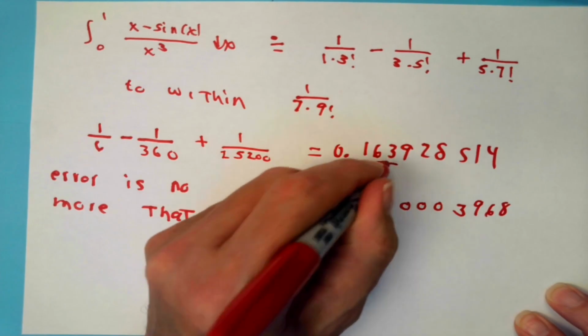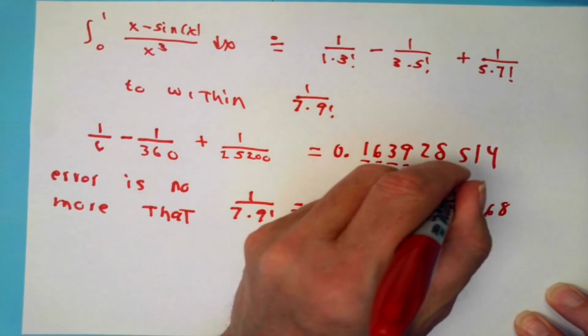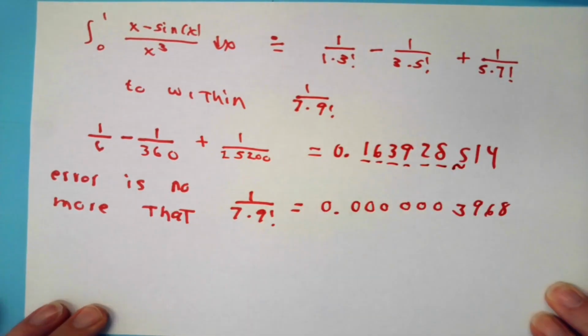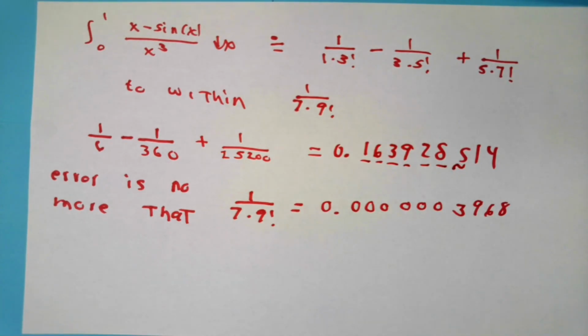So I should have about 6 or 7 digits of accuracy in my answer. 1, 2, 3, 4, 5, 6, maybe 7. We can say with a considerable amount of confidence that the integral is about 0.163928.